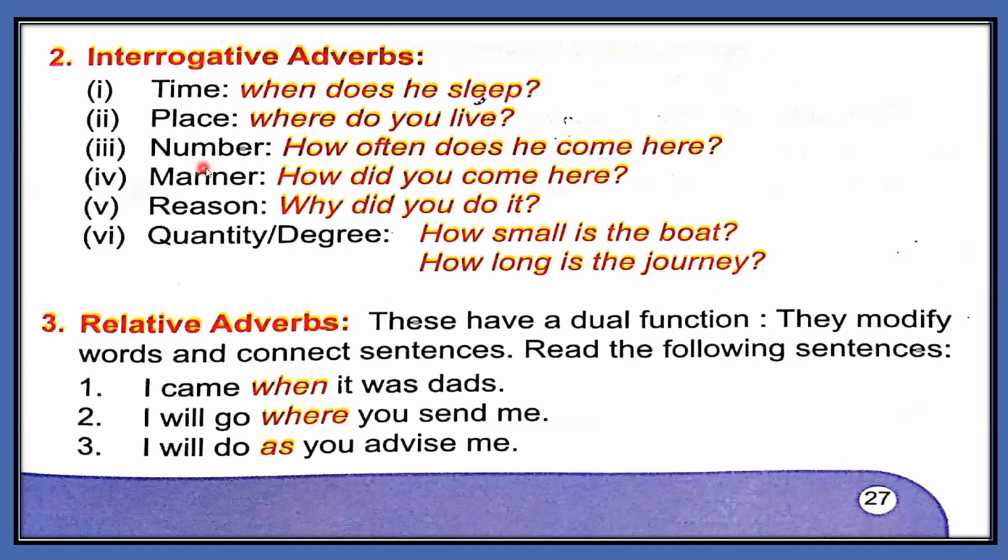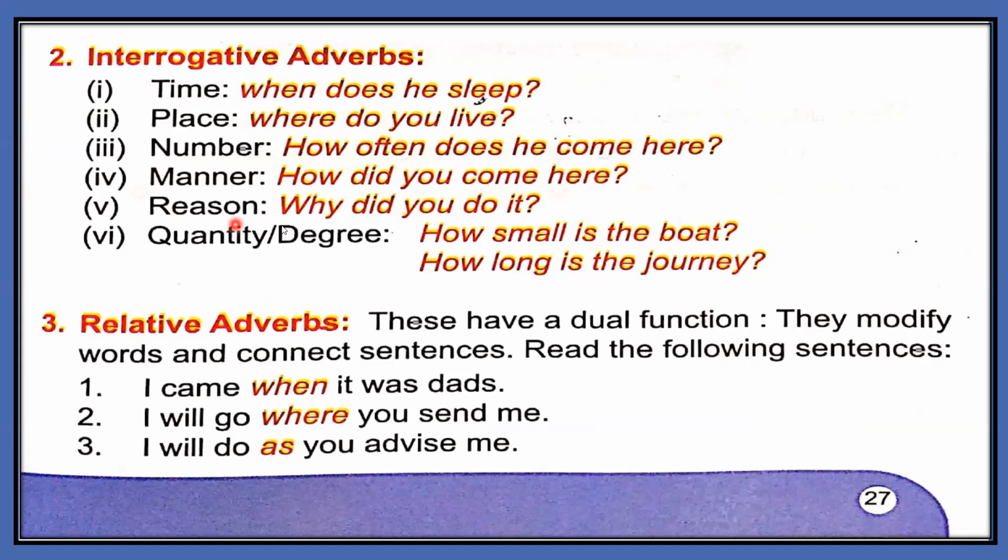Number three, number. How often does he come here? How often does he come here means twice, thrice. So like this is also an adverb of number. It comes in interrogative, how, H-O-W. And manner, how did you come here? How is also here in manner. How did you come here? So how is also coming in manner.